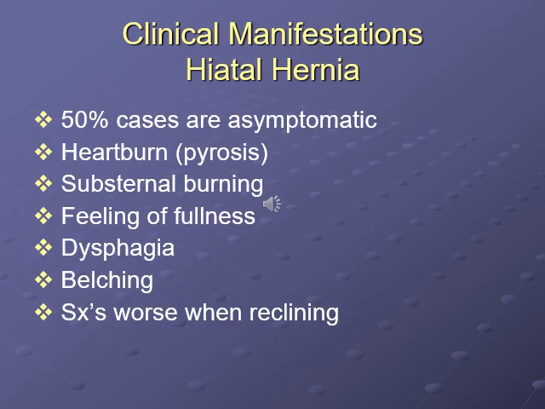50% of patients with hiatal hernias don't even really know they have one unless they were doing some testing for it. So they typically are asymptomatic. But the other half of the patients will have heartburn, which we call pyrosis. When the upper stomach stays above the diaphragm, the stomach acid is retained longer, and then they have that heartburn and burning sensation in the mid-epigastric area. Substernal burning, again, a feeling of fullness. They may or may not have dysphagia or difficulty swallowing. They typically do have quite a bit of belching, and they notice the symptoms are worse when they are reclining.